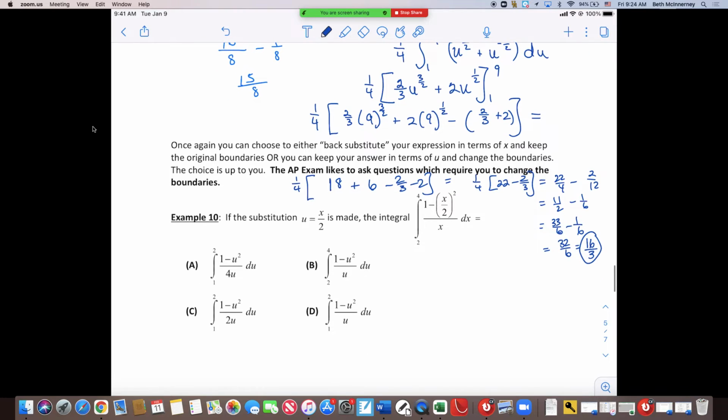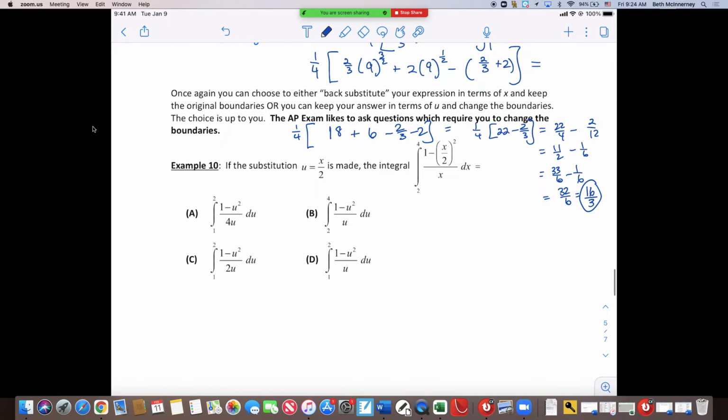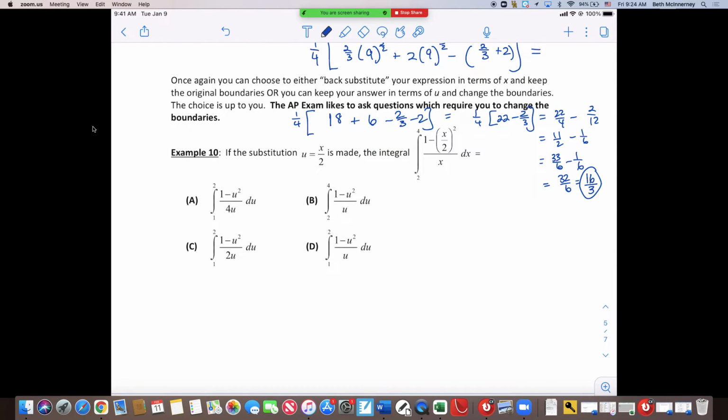All right, here is a multiple choice style question. And this is how they like to get you so that you have to do the u substitution and you have to be able to change the limit. So we're just going to work it that way. And so I'm getting low on time with today being a shorter period, so I am going to speed up a little bit. And if you need to, just watch this, whatever example you need from the video. Example 10 says, if the substitution u equals x over 2 is made, the integral from 2 to 4 of 1 minus x over 2 squared over x dx would equal which one?